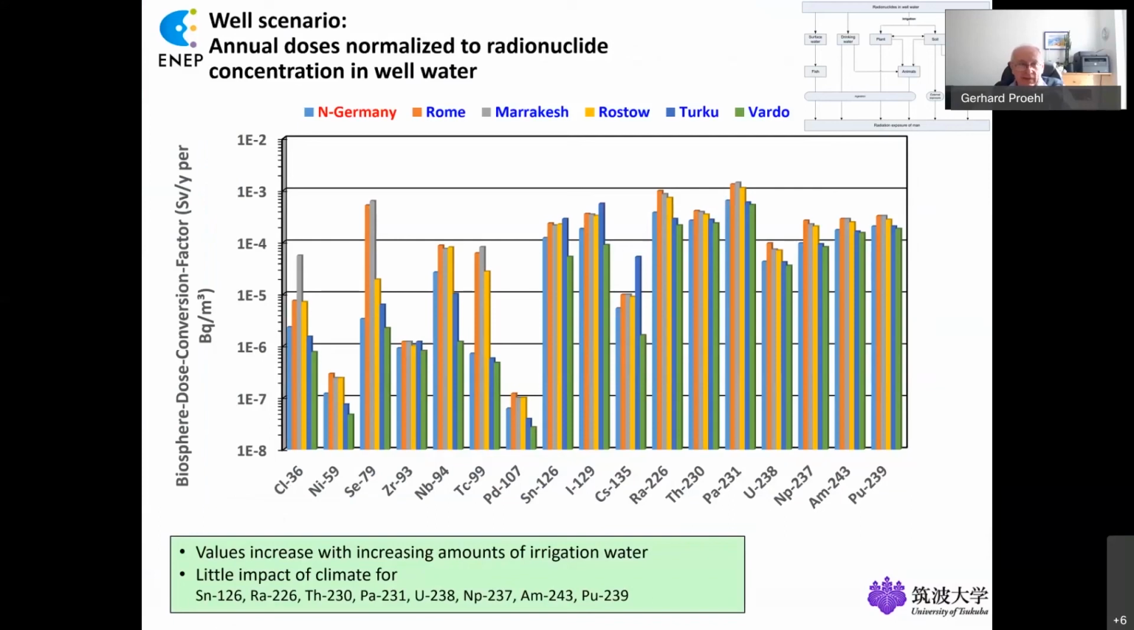So now if you look at the well scenario, what we have done here is to calculate the annual doses normalized to the original guide concentration in water for a range of radionuclides and for different sites. Northern Germany, this is our site we look at, and the blue ones are all the reference sites. And we call this biosphere dose conversion factor. It gives the dose in sievert per year, per becquerel per cubic meter, just for comparison reasons.